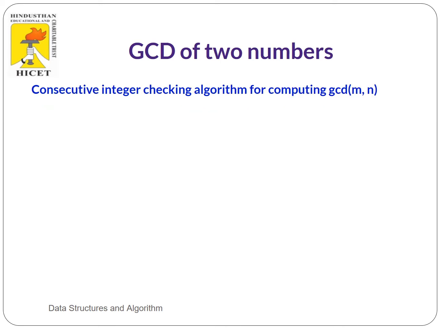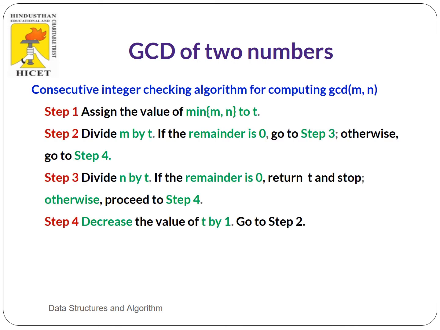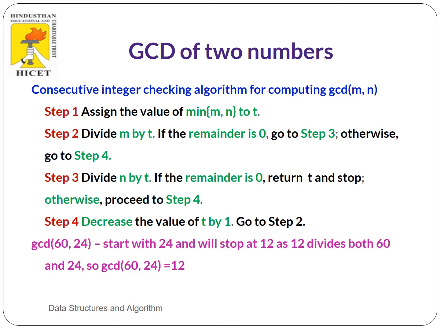In consecutive integer checking algorithm for computing GCD of m, n, the minimum of m, n is assigned to a temporary variable t. We are going to find the value of the variable t which divides both m and n. That value will be returned as the GCD of m, n. As an example, for finding the GCD of 60, 24, the minimum is 24. So we will start with 24 and we will stop at 12 because 12 divides both 60 and 24. So the GCD of 60, 24 is 12.